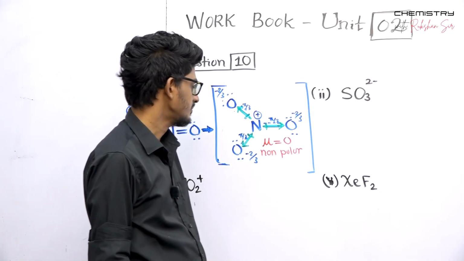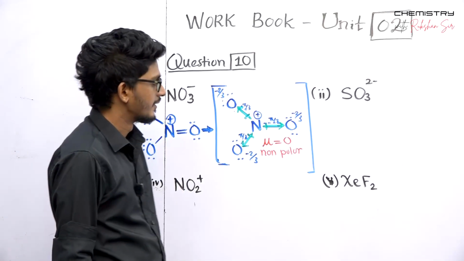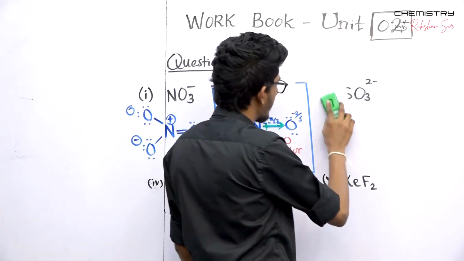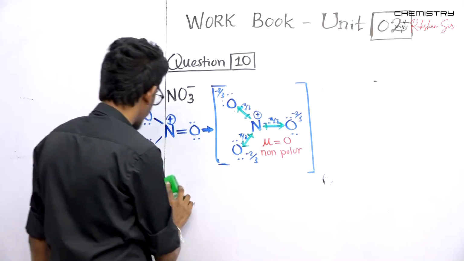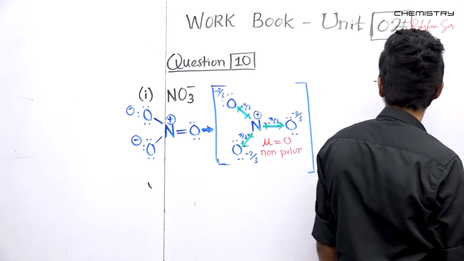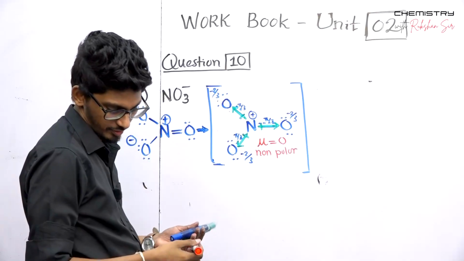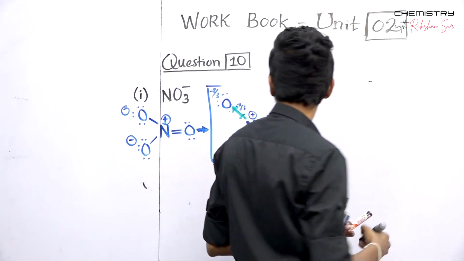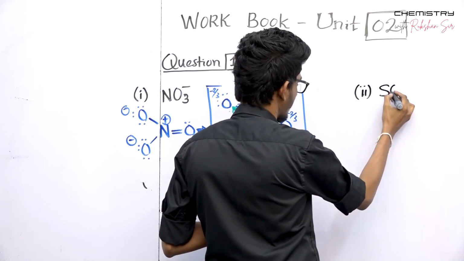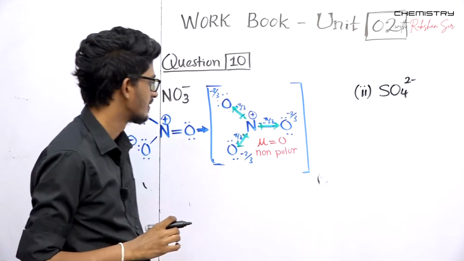Right. Let's try to draw the right thing for the SO3 2 minus. This is nitrate. Number 2 is SO4 2 minus. Sorry for that. SO4 2 minus. Number 2 is referred to as SO4 2 minus, sulfate ion. Nitrate ion is non-polar.